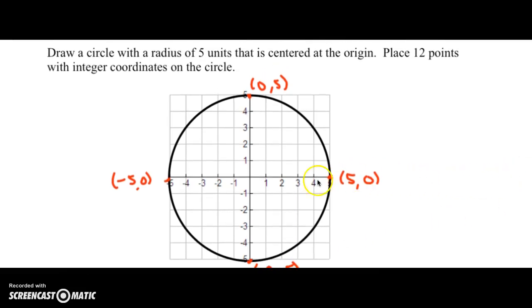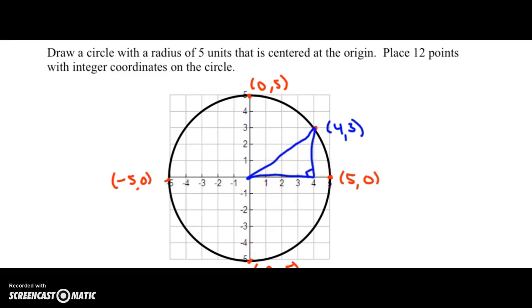Let's see. It looks like the circle goes through the point 4, 3. So if I went over 4 and up 3, does it make sense that the radius would be 5? Oh, wait, we got a right triangle here. 4 squared plus 3 squared equals 5 squared. 3, 4, 5, that's a Pythagorean triple.